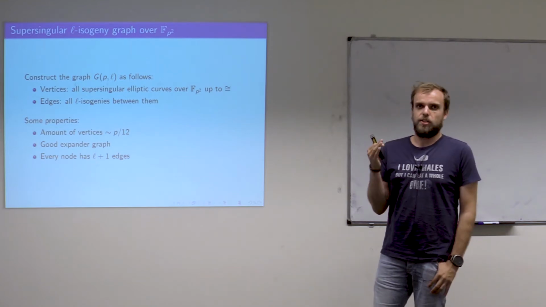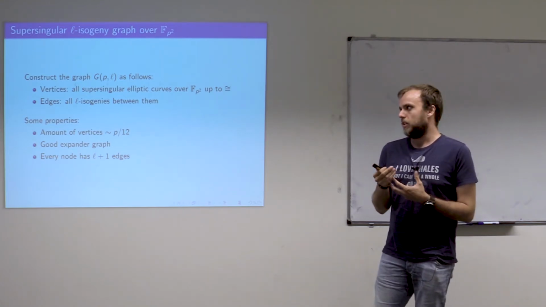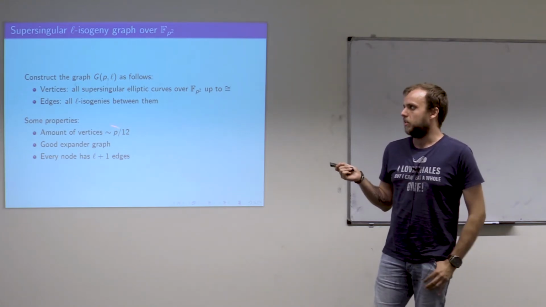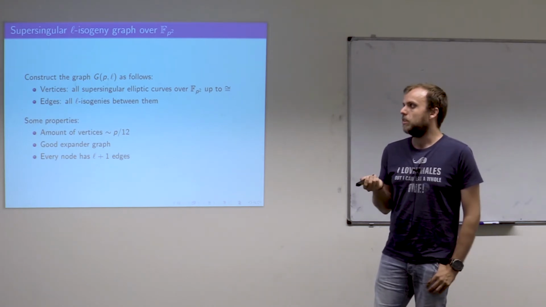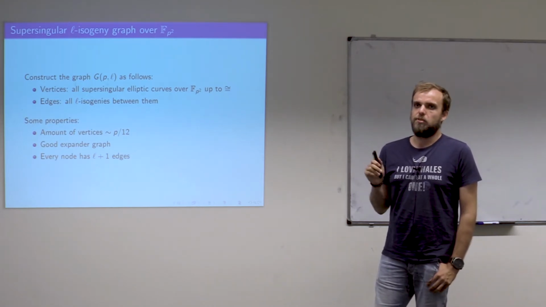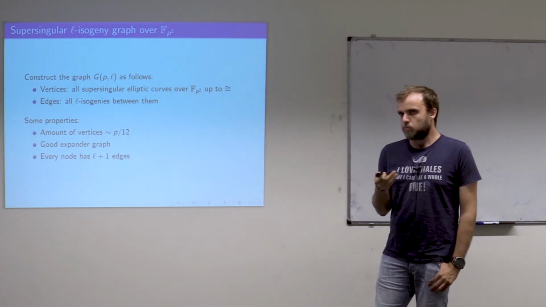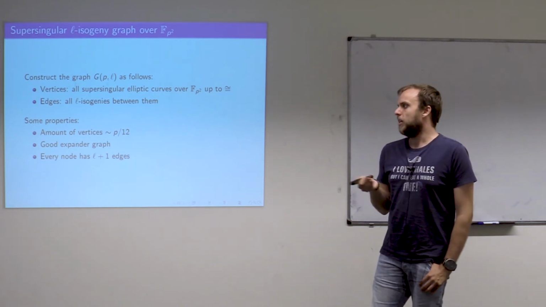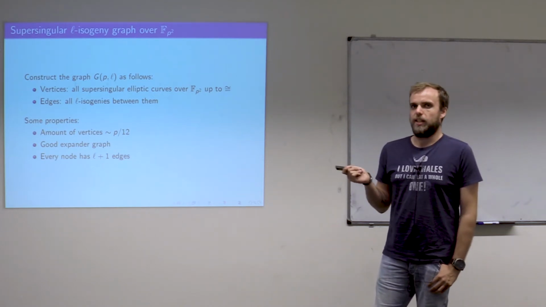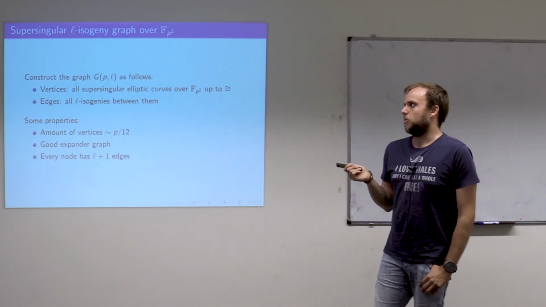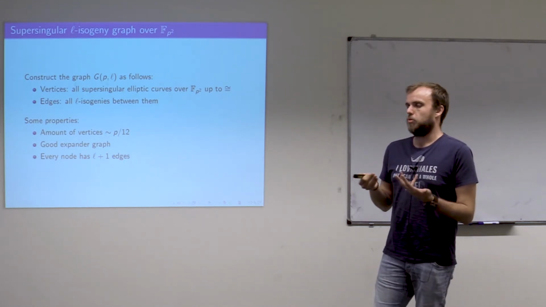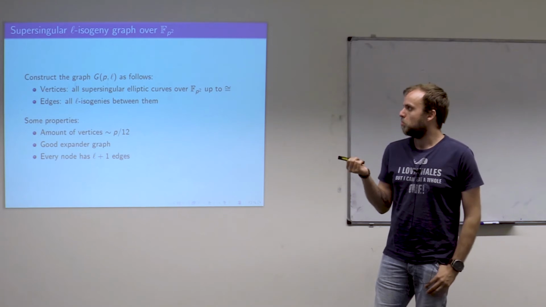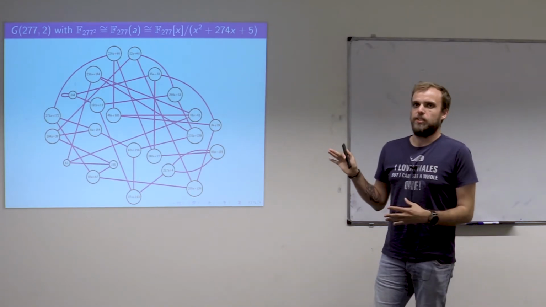Why are we using this? Because creating a graph like this is quite nice. The amount of vertices scales linearly with parameter p of our field size. Also, it can be proven that it has very, very good expander properties. So walking a graph is very random. And every node also has L plus 1 edges. So we can also fix the amount of outgoing edges, and we can choose that and create a lot of graphs like this. An example is like here.